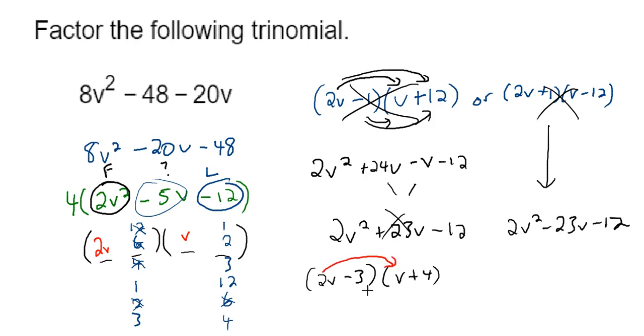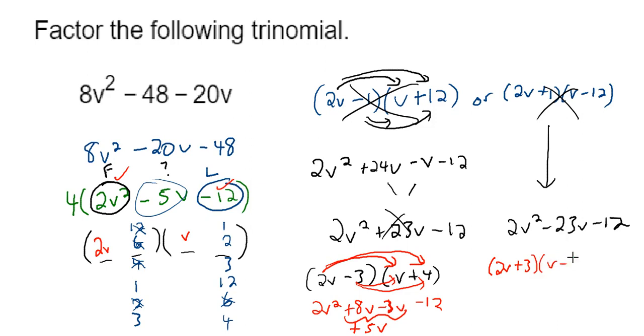So I'll have 2v times v, that'll be 2v squared. No surprise, that's how I designed my guesses, so I would get that. 2v times 4, which is going to give me 8v. Negative 3 times v, which will give me negative 3v. And then negative 3 times 4, which will give me negative 12. Again, no surprise, because that's how I set up my guesses. But this one's going to give me 5v in the middle. Positive 5v, let me say that, which is not what I was looking for. I wanted negative 5v. So what should work, but let's just go ahead and check, is having the 3 be positive and the 4 be negative.